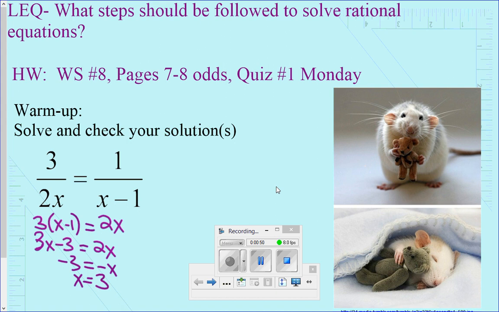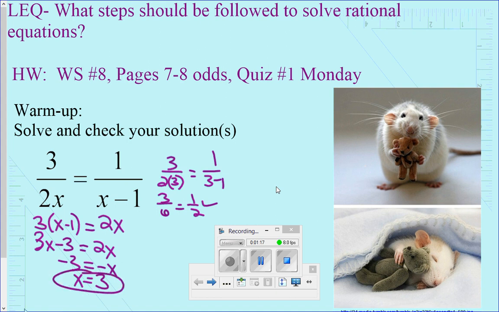So it does say check your solutions. One way to check would be to substitute 3 back in. So 3 divided by 2 times 3 should equal 1 over 3 minus 1. So 3 over 6 should equal 1/2. 3/6 does equal 1/2, so that checks. So x equals 3 is a solution.